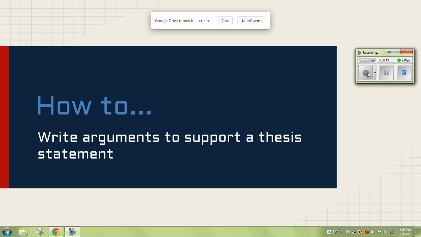Many of you have thesis statements that are proficient or you're very close and approaching proficiency, and you're ready to really start thinking about what your arguments are going to be to support your thesis statement. It's really important that throughout this process, while you're writing your arguments, you have your annotated sources with you, because your arguments are going to develop from your readings that you have already done.